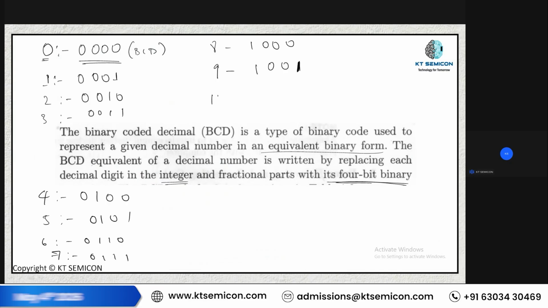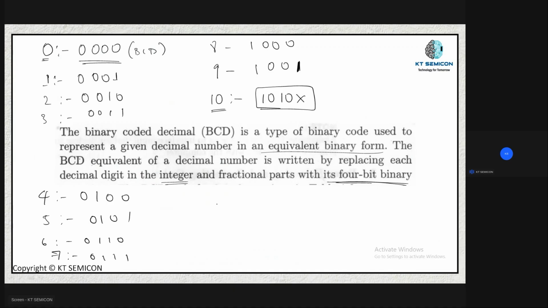Now, if I want to represent 10 in BCD format, then it is not 1010. No, I cannot represent 10 in BCD format as 1010. The rule is that I need to represent each and every digit with its 4-bit binary equivalent. That means 10 is 0001 followed by 4 zeros. So this is the BCD equivalent of the decimal number 10. Okay, so I am not going to have a code like 1010.